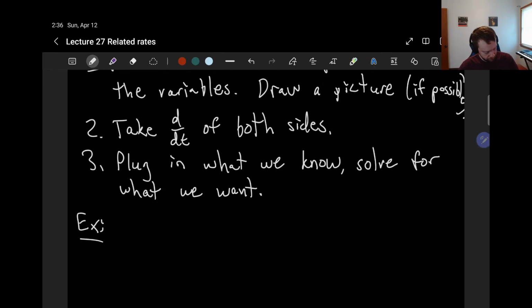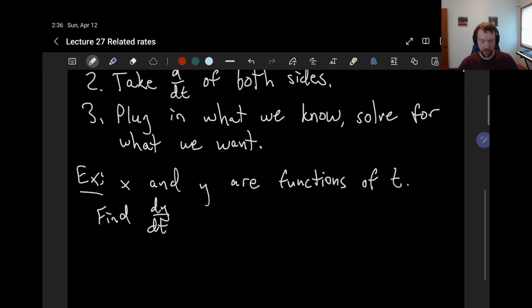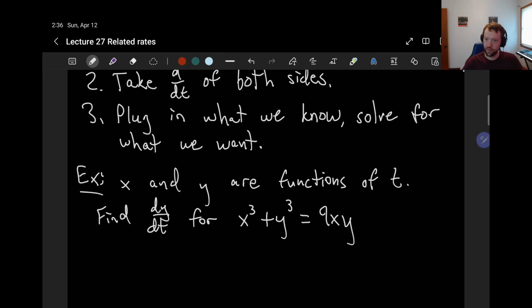So, for example, let's say that x and y are functions of t. They depend on time. Then we want to find dy/dt, the rate of change of y with respect to time, for the following relationship. So that's just given to us in this problem.